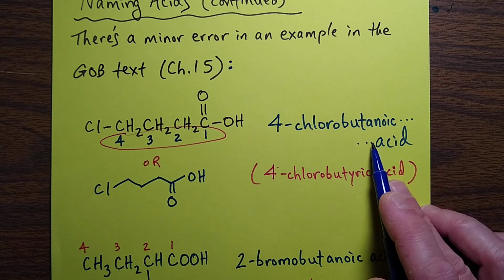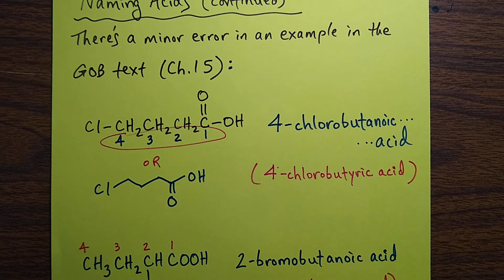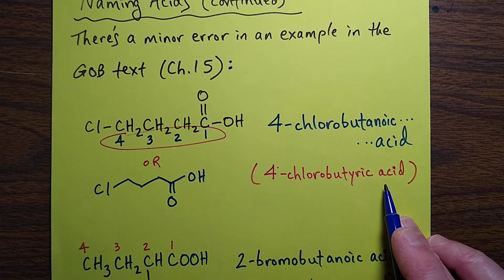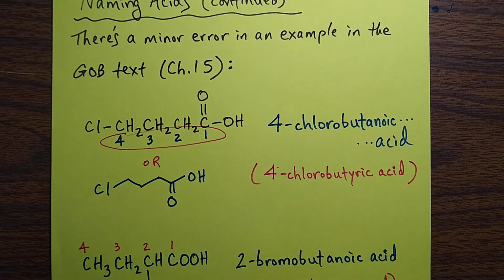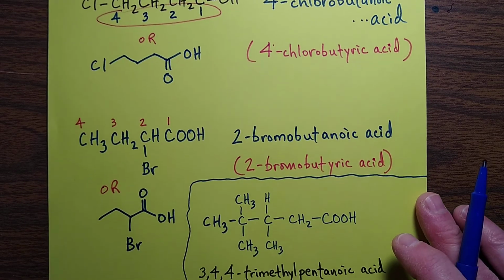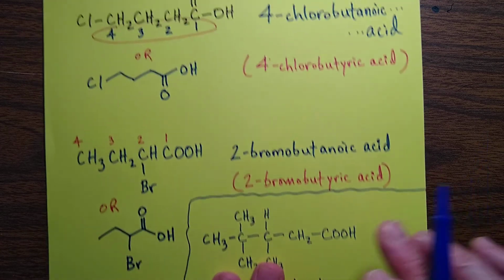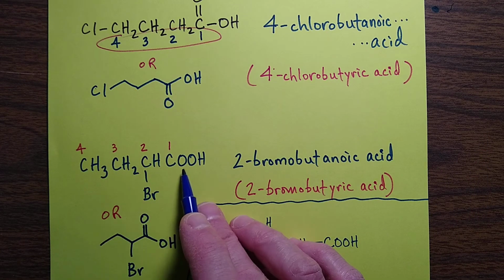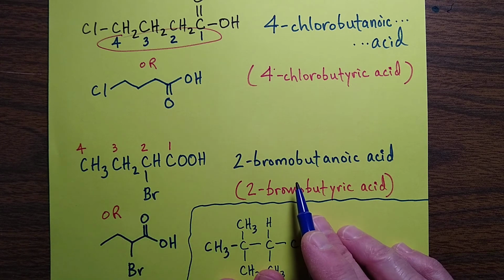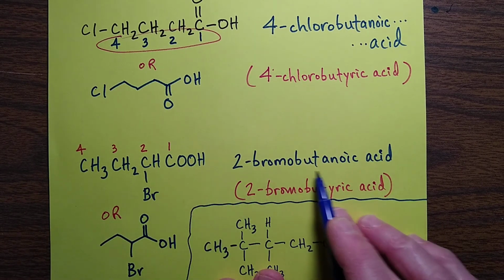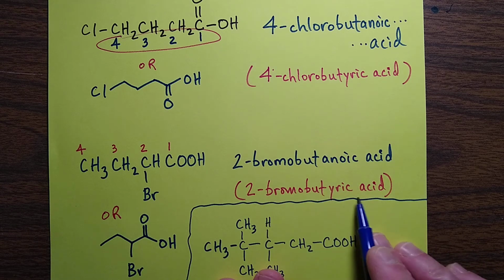Make sure there's a space in between the C and the A here. The more common name would be 4-chlorobutyric acid. Either one of those are acceptable names for a compound like that. This example here, take a look at this. Let's see, we got 1, 2, 3, 4 carbons in the longest chain, a bromine at this position. So very similar to this one. 2-bromo-butanoic acid or 2-bromo-butyric acid.